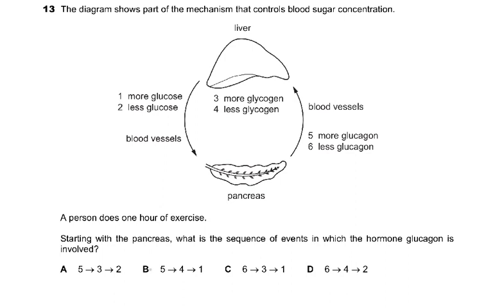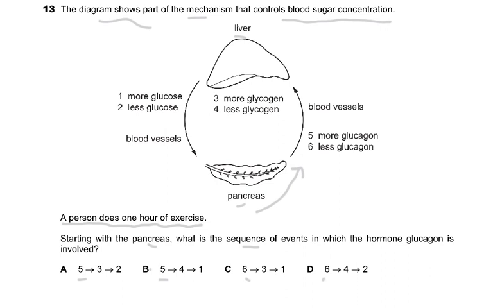Now, question number 13, this was a catch-22 question. I don't like such questions usually because it doesn't check any biology, it checks your English skills. The diagram shows part of the mechanism that controls blood sugar concentration. So they've shown you the liver and the pancreas. And then a person does 1 hour of exercise. Starting with the pancreas, what is the sequence of events? The arrow is going out from the pancreas, so you have to choose between 5 and 6. All of them start with either 5 or 6.